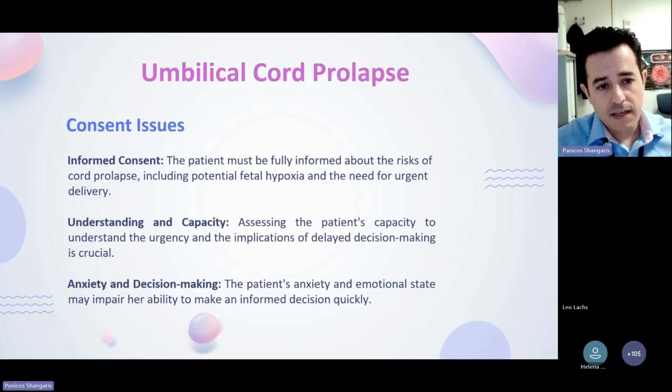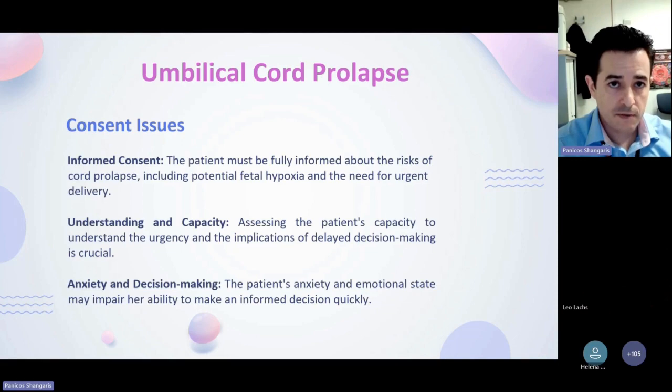Now, the issue with the consent in this case is, is it really informed? Because you don't have a lot of time. You need to make sure that the patient is fully informed about the risks of the cord prolapse, and the risk that if she doesn't do anything, her baby will die, and the need for an urgent delivery. Make sure that this lady has the capacity to receive all this information. And of course, at that point, the woman is very anxious, and how much information can she receive at this point?